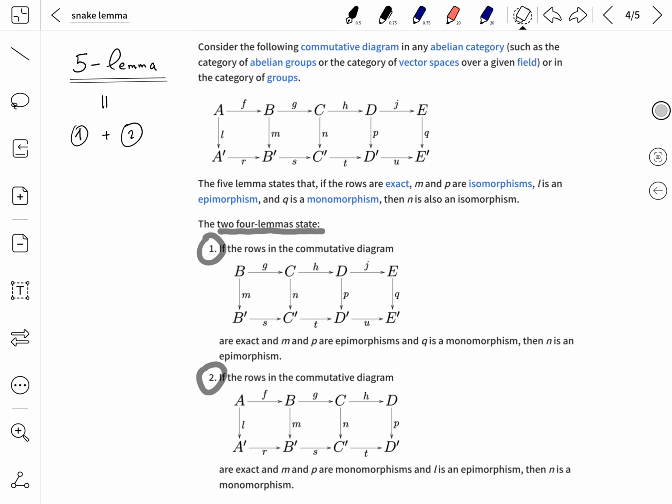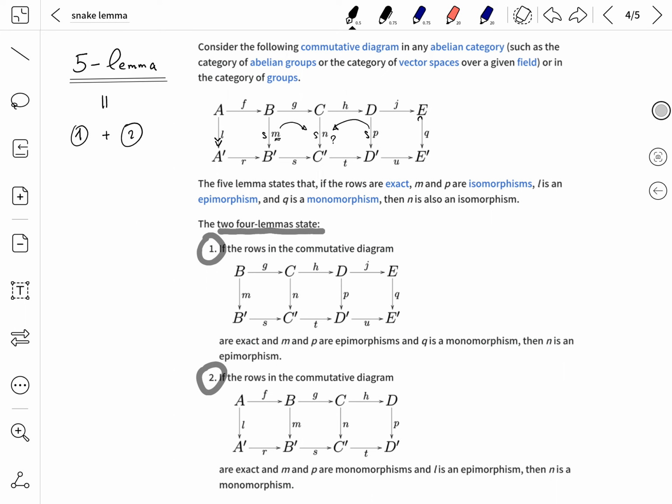And then the 5 lemma states that if the rows are exact, and columns M and P are isomorphisms, it is talking about under which condition the middle one is an isomorphism. Okay, the question is, can M isomorphism and P isomorphism imply the middle one is an isomorphism? The answer is, if L is an epimorphism and Q is a monomorphism, then this is the case.